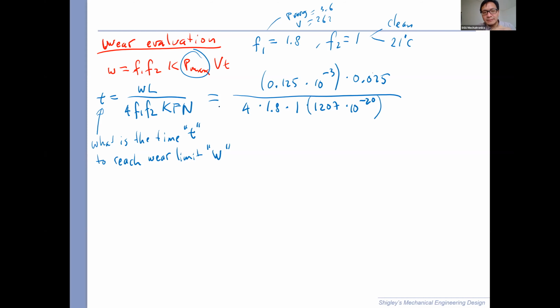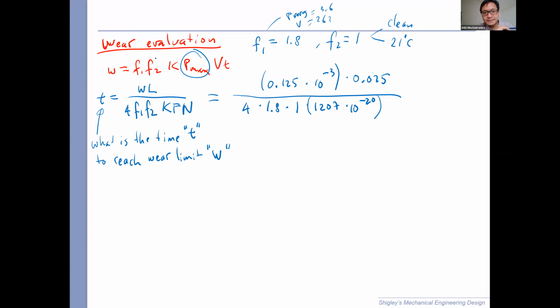I gotta think about that. The wear is increased as the time usage is higher, correct? Right?